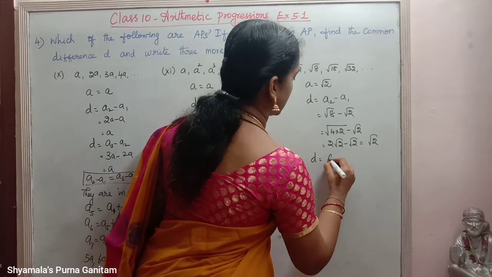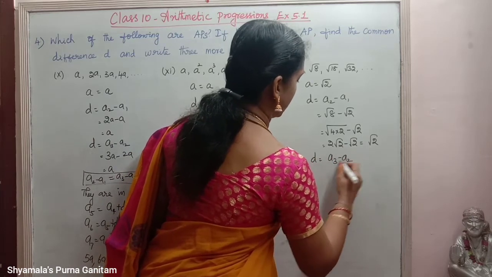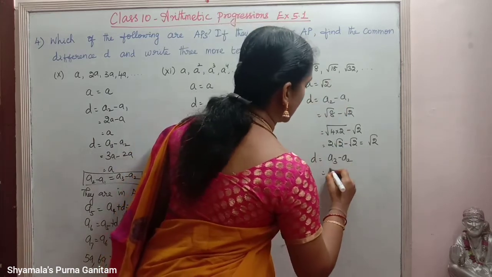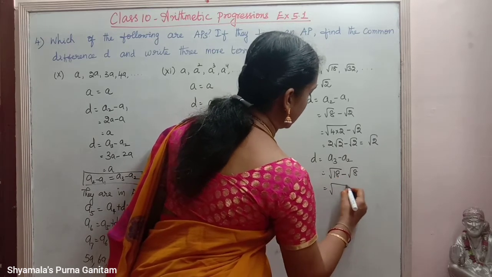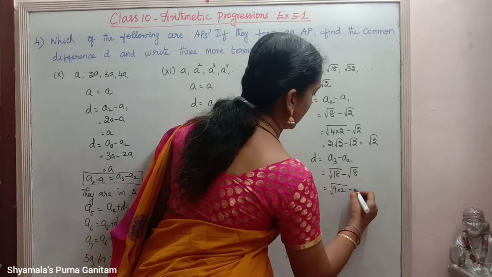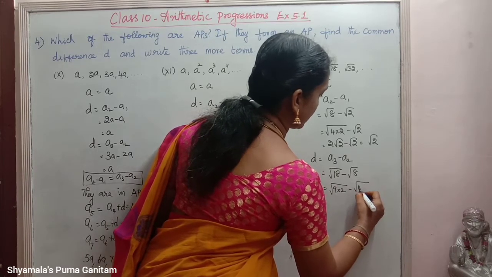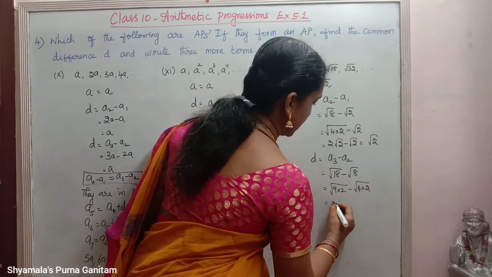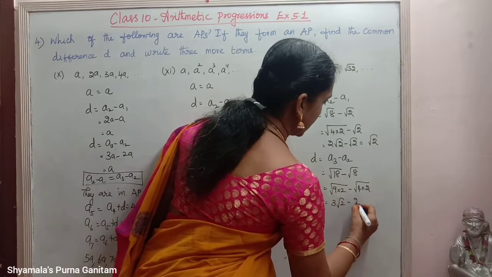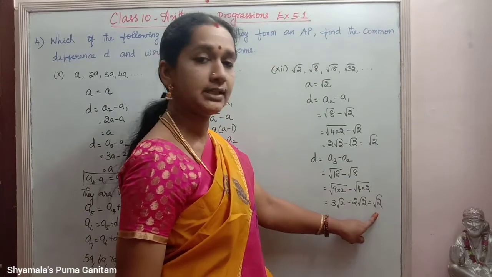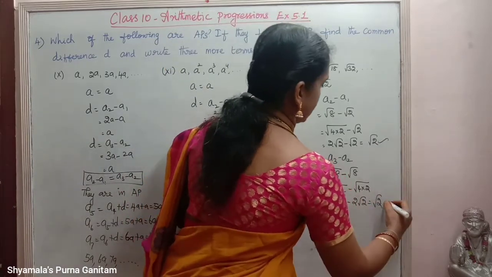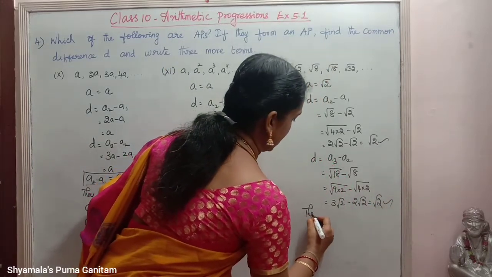In the same way for the next one, a3 minus a2. So a3 is root 18 minus root 8. Here, 9 twos are 18 so we can write that, and here this is 4 into 2. So this one is 3 root 2 minus 2 root 2. So here also we are getting the difference as root 2. Both the differences are the same, so they are in AP.